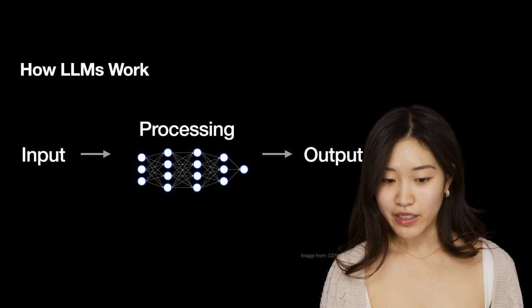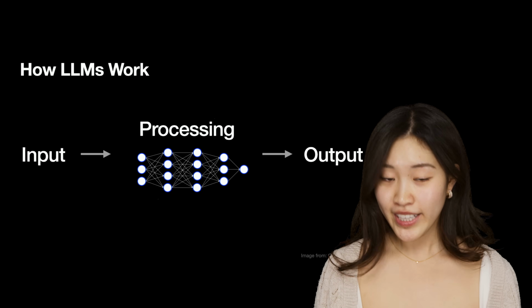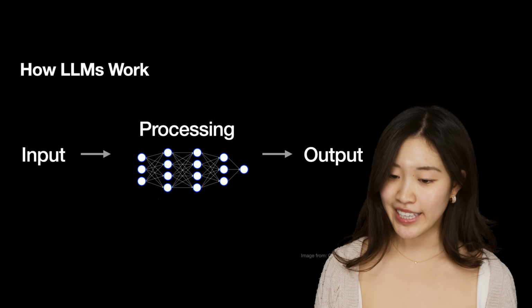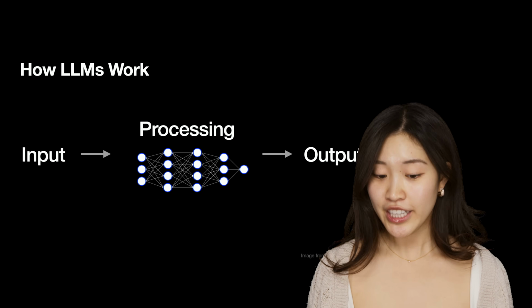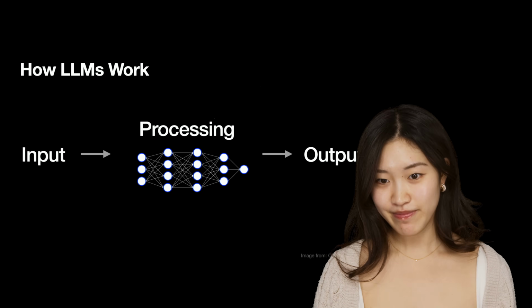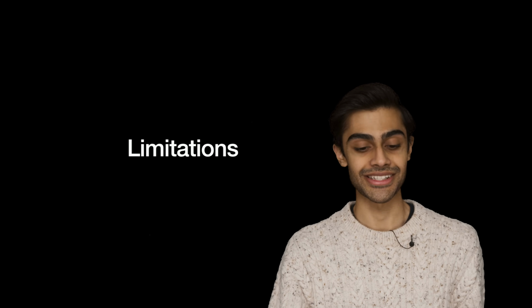Once we have trained the model, the input is what we enter. The processing is the model recognizing patterns amongst our input and all of the data it has trained on, and then the output is the prediction of what the correct answer is. This process is incredibly powerful, but not without limitations.